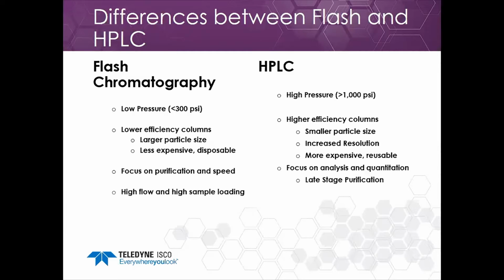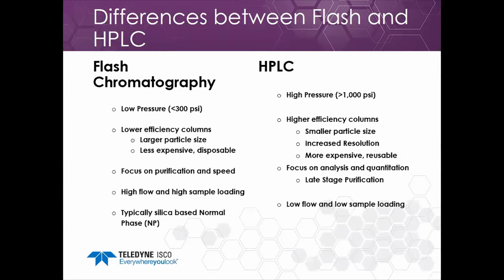Flash chromatography is going to allow a higher flow and sample loading, so we go up to 300 mL a minute with our system, and higher sample loading. And traditionally, HPLC is going to be a lower flow and lower sample loading to minimize band broadening.